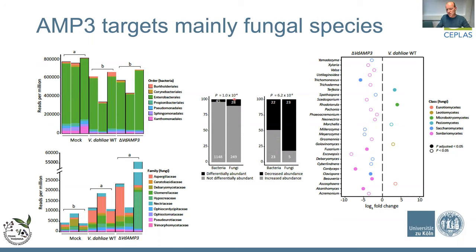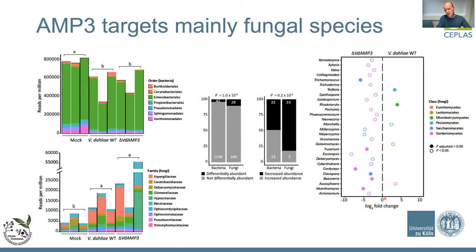Not for the fungi. So the fungi that are differentially abundant are basically almost all repressed, and very few show an increased abundance. And it's also shown in this plot here, where we specifically look at the genera that are differentially abundant. Almost all the fungal species that are listed here are suppressed in the presence of this AMP3 effector gene.